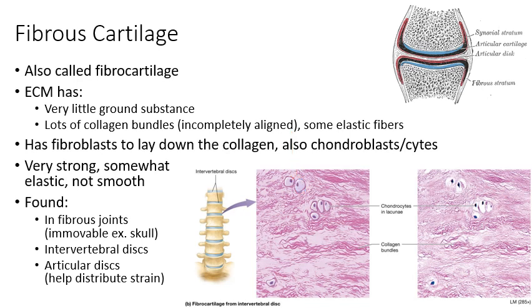This type of cartilage is very strong because of all that collagen. It's also a little bit elastic from the elastic fibers, but since it has so little ground substance, it's not really smooth at all. It's not very common, but you can find it in fibrous joints, which are joints that do not move. So the best example is in the skull. You have the skull sutures joining the different skull bones together. Those joints are made of fibrous cartilage.